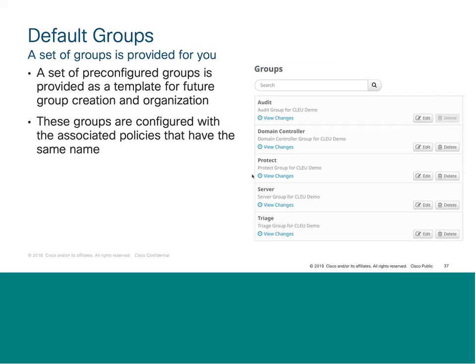Okay, so we talked about policies, we talked about policy settings. Now let's take a minute and I want to talk about groups. Much like our policies, we have identical groups that map to the existing parent policies when we create a new AMP for Endpoint Console. So when you log in, these are the groups that you'll see. They map directly on a one-to-one basis with the policies that you see within AMP for Endpoints.